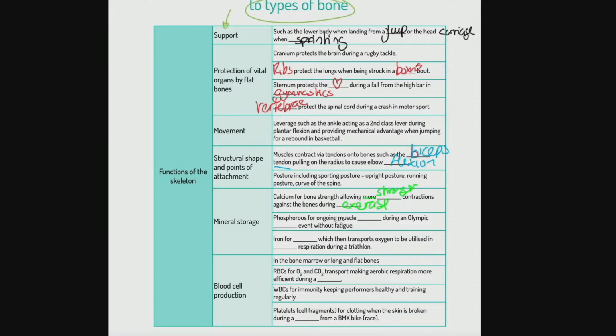Mineral storage. Phosphorus for ongoing muscle contraction during an Olympic rowing event, because it's ongoing and repeated. I think rowing fits really nicely into that one.